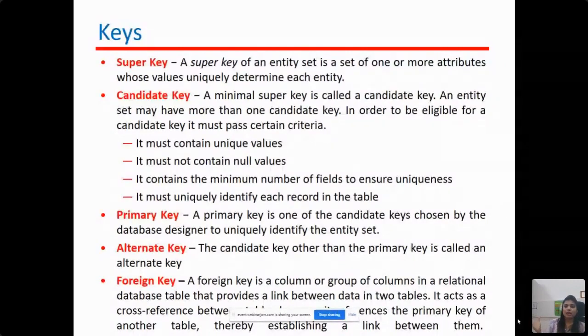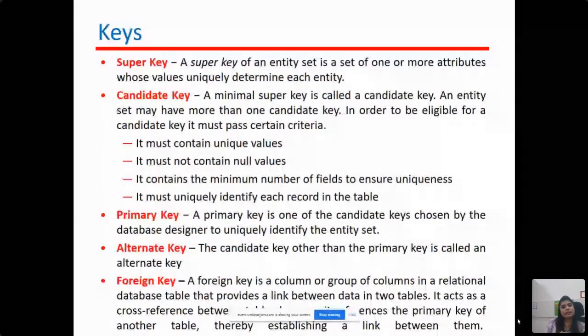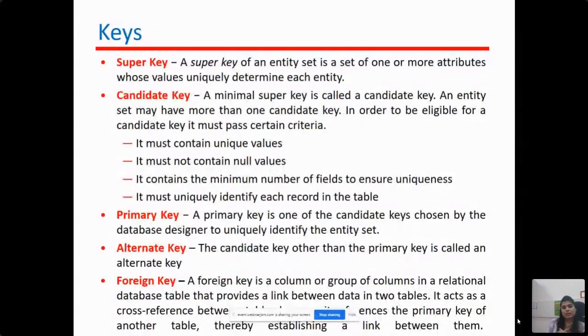We'll call it the candidate key. We need to select the minimum number of fields to ensure uniqueness, and then those selected keys should uniquely identify each record in the table.